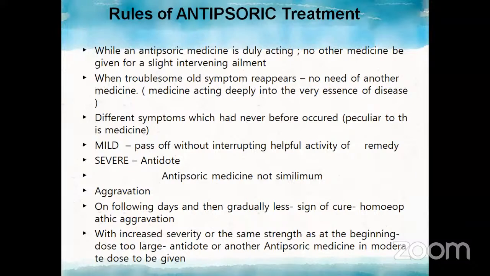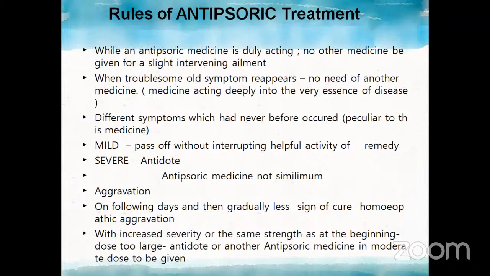If it is a mild one, we should allow it to pass off without interrupting. And if it is a severe one, we should antidote, because we can understand that the antisoric medicine was not similar. So Hahnemann is telling that we should understand the effect of the remedy. If a remedy is acting, we should not give any other remedies. And if the old troublesome symptoms are coming, we should just wait, because if they are not of much intensity, we can wait and see what is coming next. And if a different symptom picture appears, and it is a mild one, it will pass off without interrupting, and if severe, we can give an antidote.